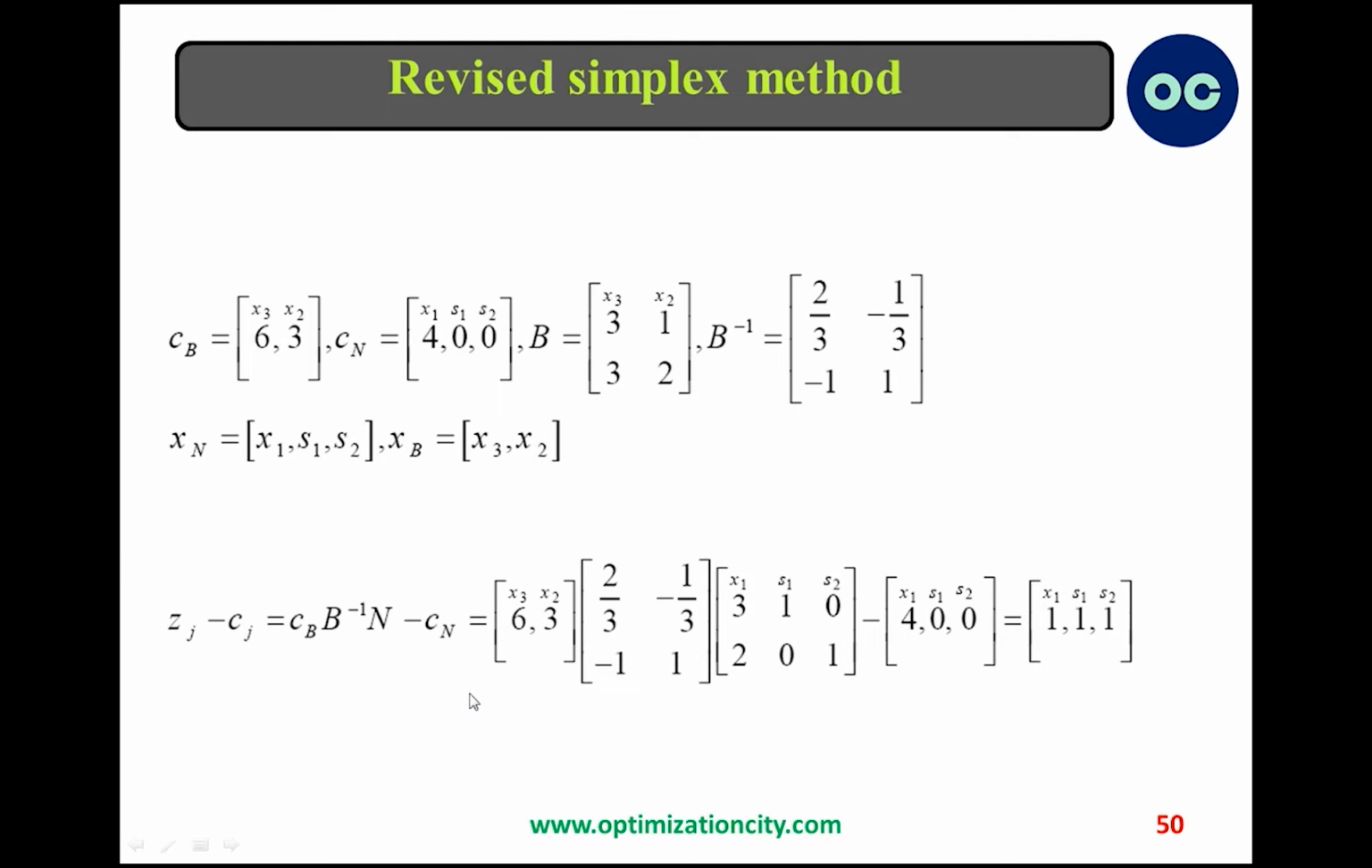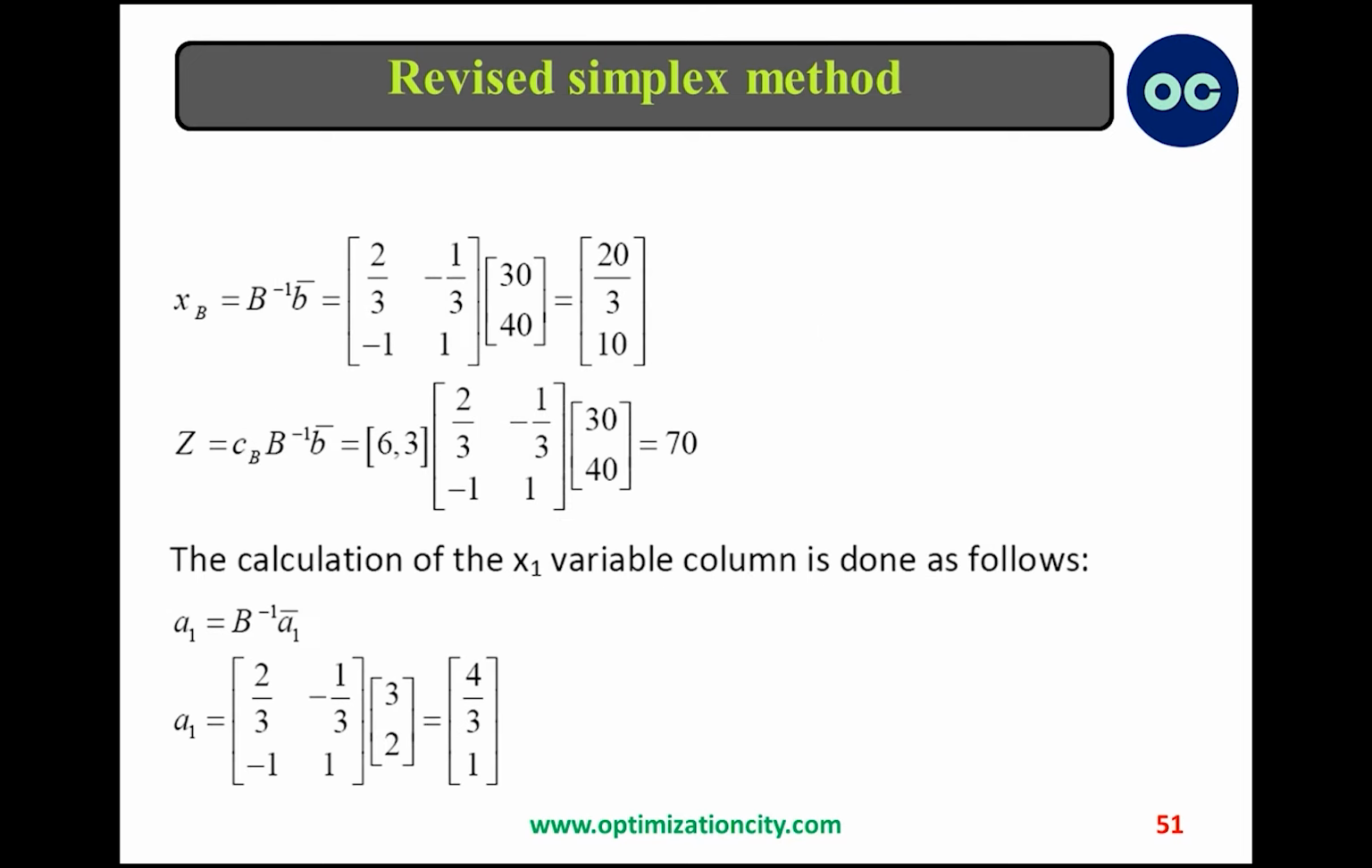So what is the coefficient of the non-basic variables in the objective function? We have this equation, and we will find that the coefficients of x1, s1, and s2 are 1, 1, 1. In the simplex method, the values of xb and z are calculated as follows. So this is the right hand side of the constraints, and the objective function is equal to 17.